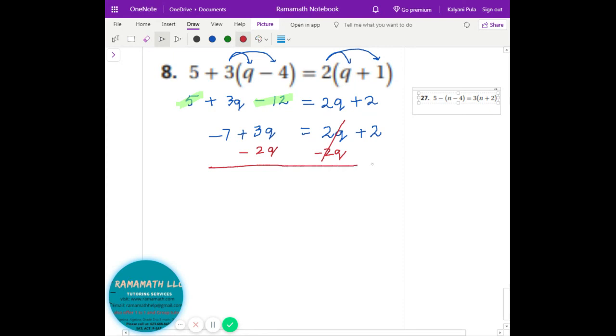Okay? And I'm going to do one thing. Since we already got familiar with some of the questions, and since I subtracted the 2q here, I can add 7 here, add 7 here. So I can cross this out. Now 3q minus 2q is 1q. And then this side is 2 plus 7, that is 9. Okay. So that's it. So the q is 9. That's all we need to do.